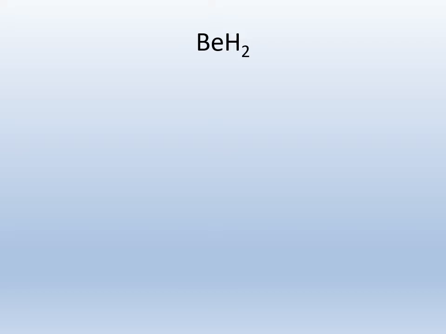Okay, so we're going to draw the Lewis structure for BeH2. So first, count our valence electrons. Beryllium has 2 plus hydrogen has 1, but there are 2 of them. So total that is 4 electrons or 2 pairs.